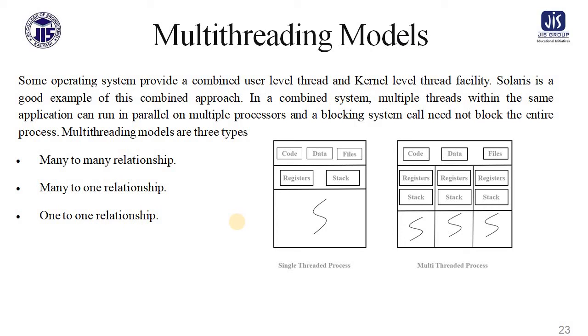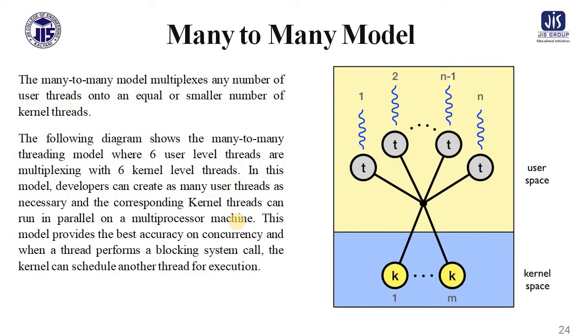Multi-threading models are of three types: many-to-many relationship, many-to-one relationship, and one-to-one relationship. So this is the many-to-many relationship. In the kernel space, there are m number of kernel level threads, and in the user level there are n number of user level threads. They are dependent on each other, which means control is automatically managed by the kernel level threads. The many-to-many model multiplexes any number of user threads onto an equal or smaller number of kernel threads.